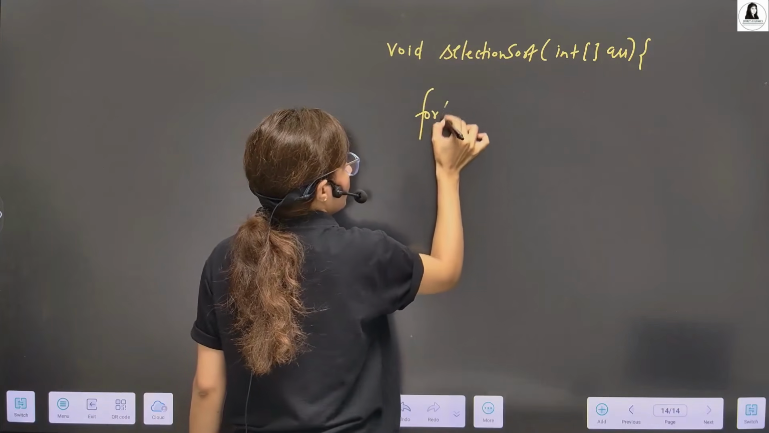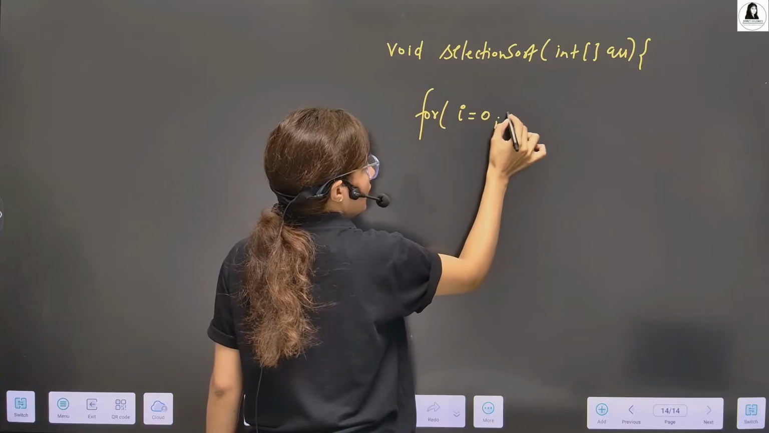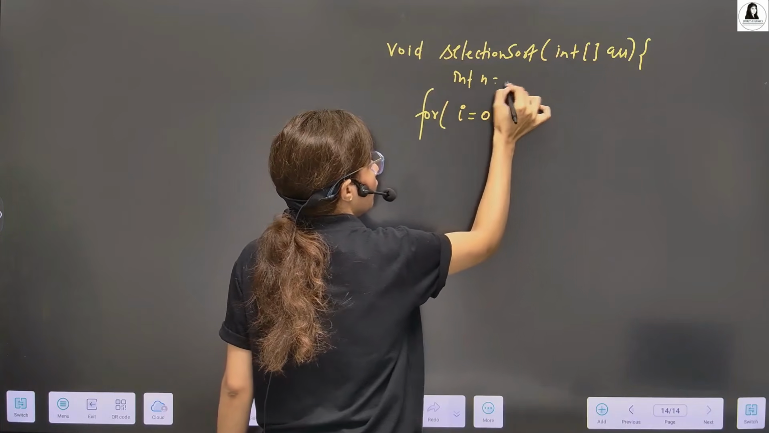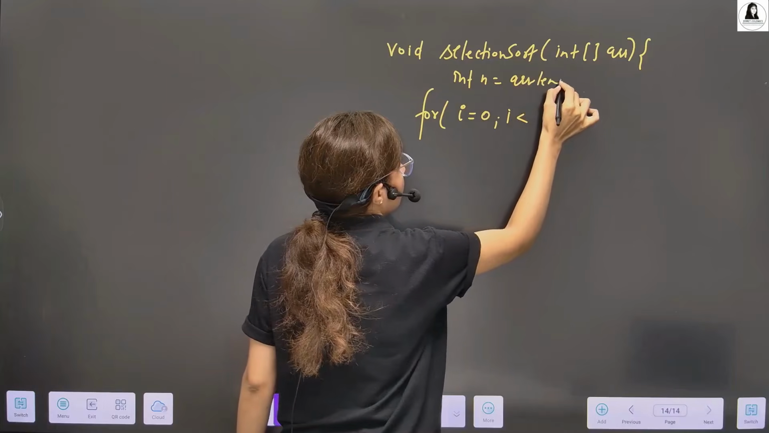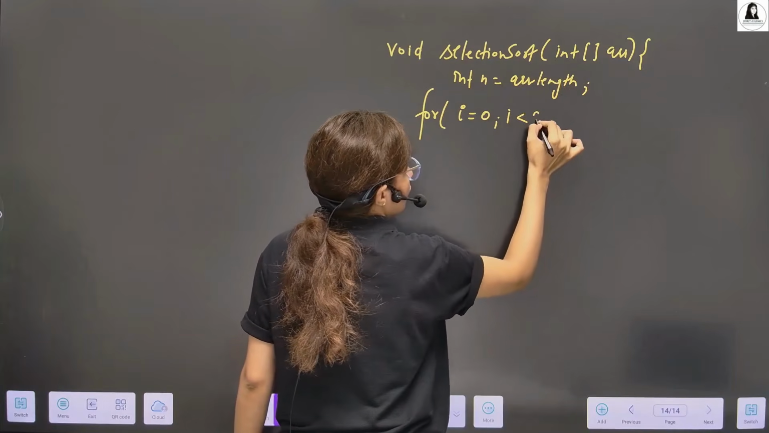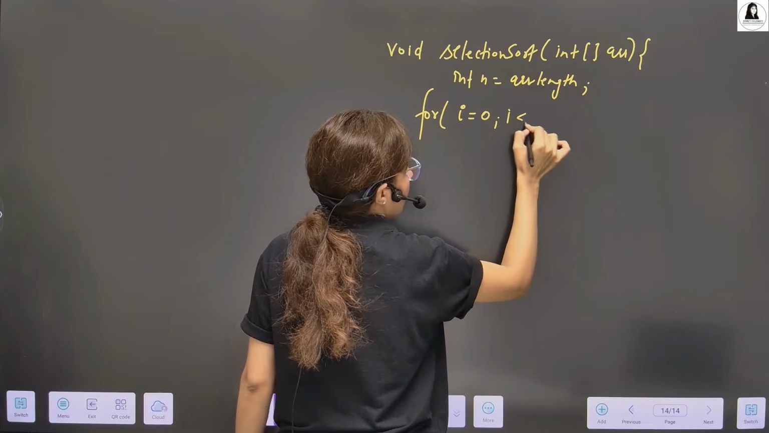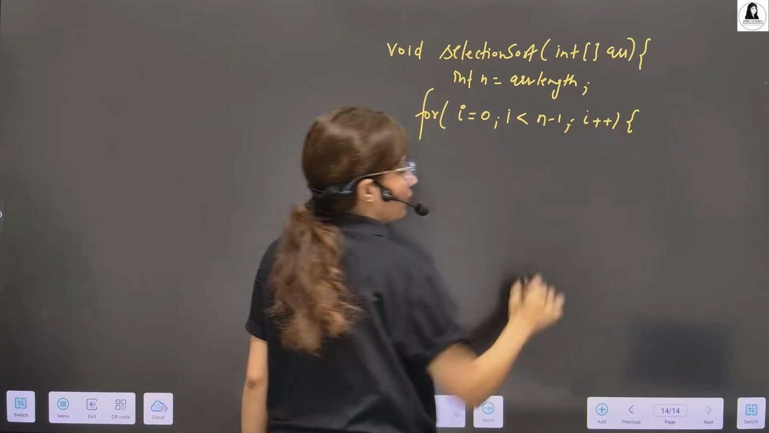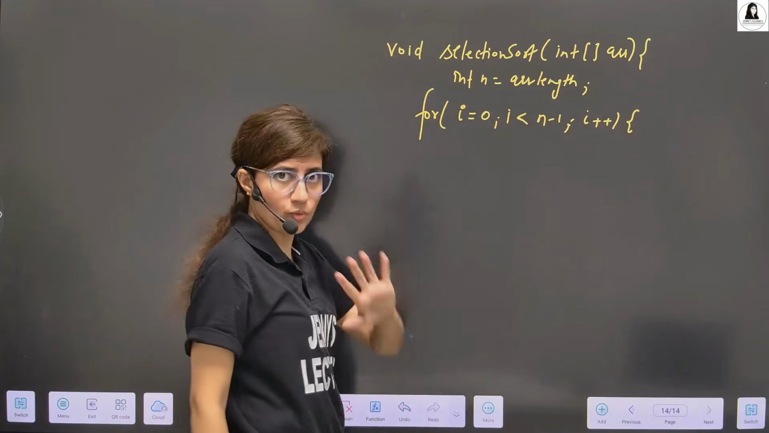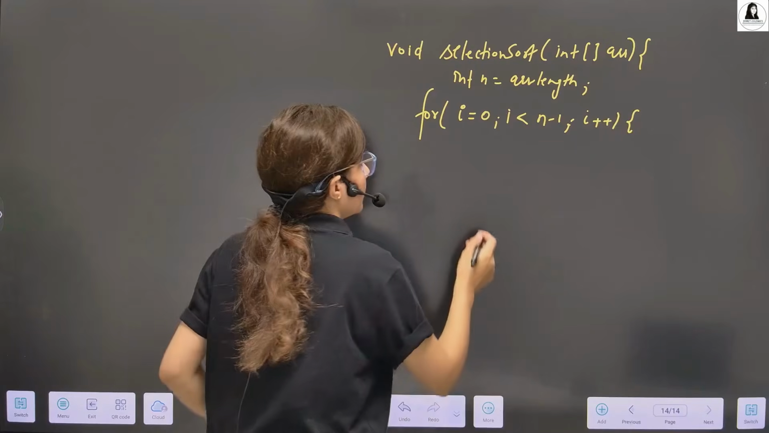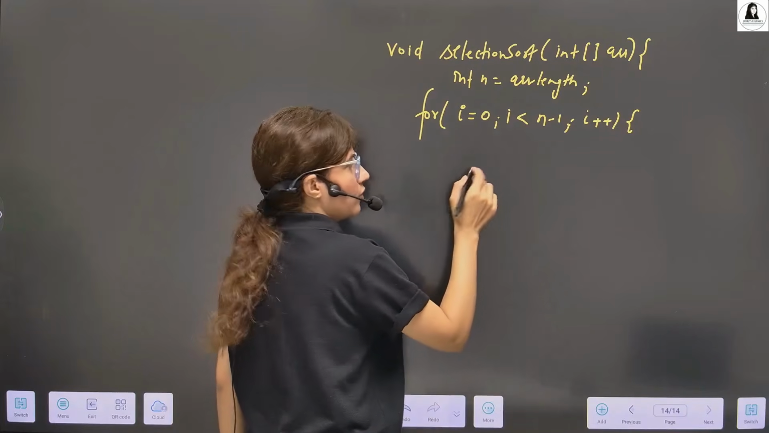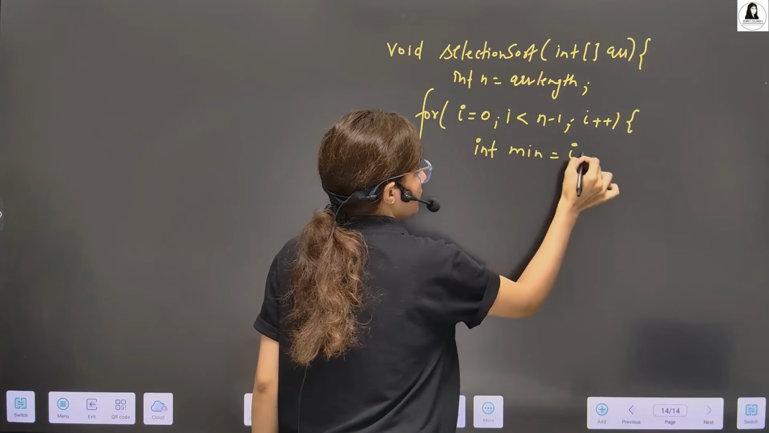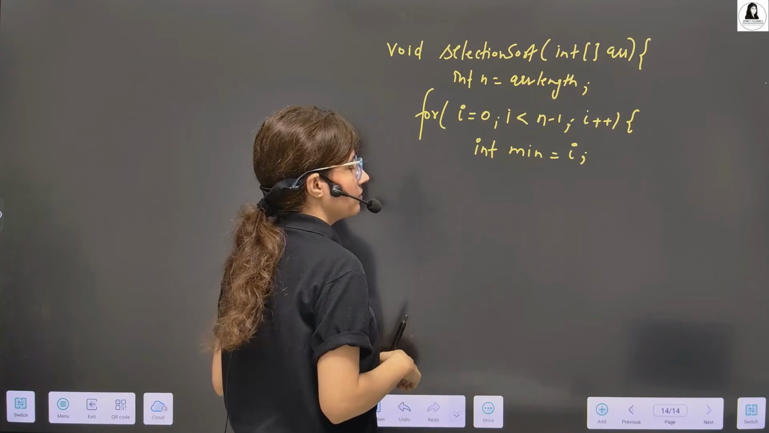Now for the first loop, I'll take i equal to 0 till i less than the size of this. Let's suppose I have int n equal to array dot length, the size. So i less than n minus 1, and i plus plus, because I need only 5 passes. So from 0 till less than n minus 1. Next, we choose the min index. So min is whatever i is. That is my min index.